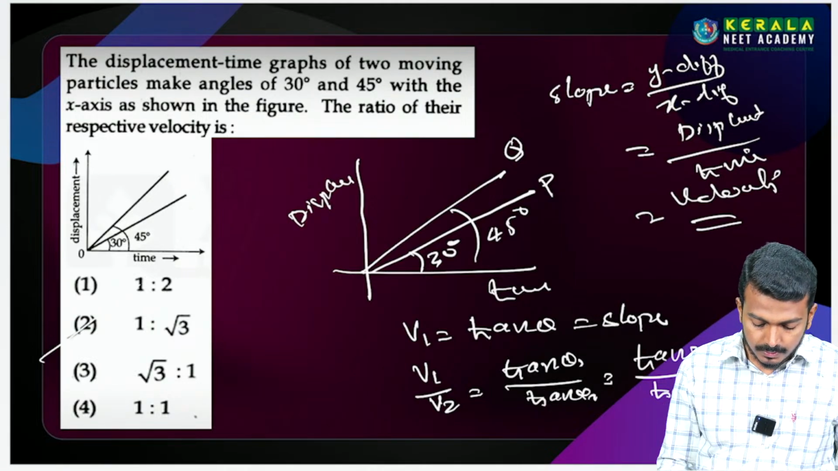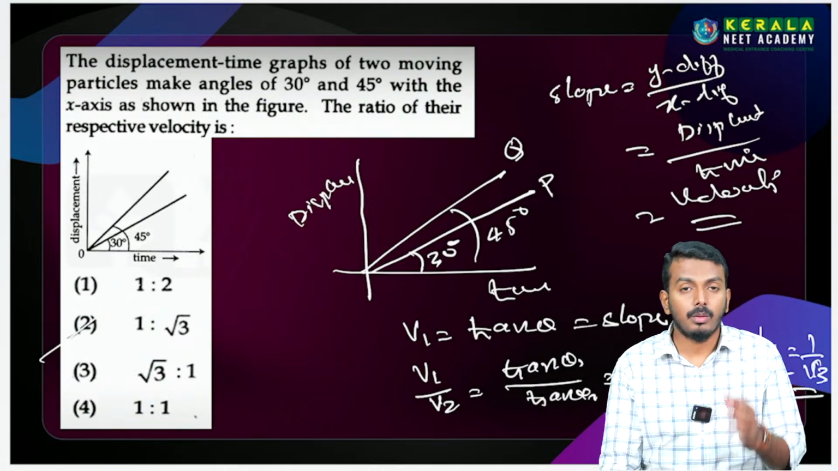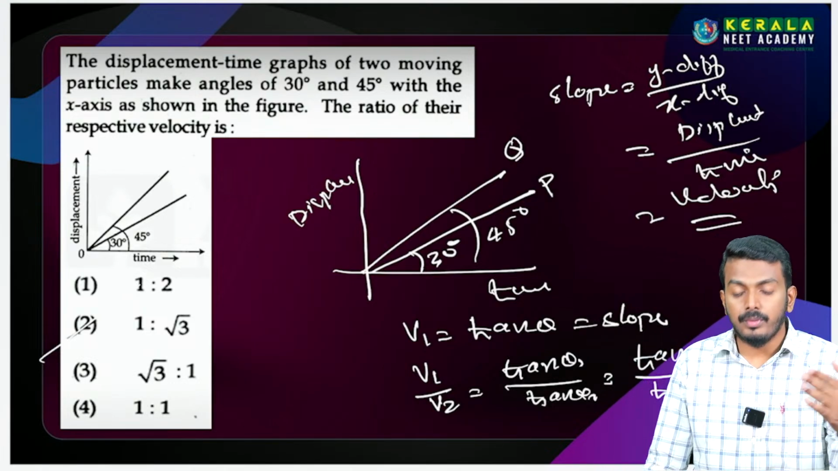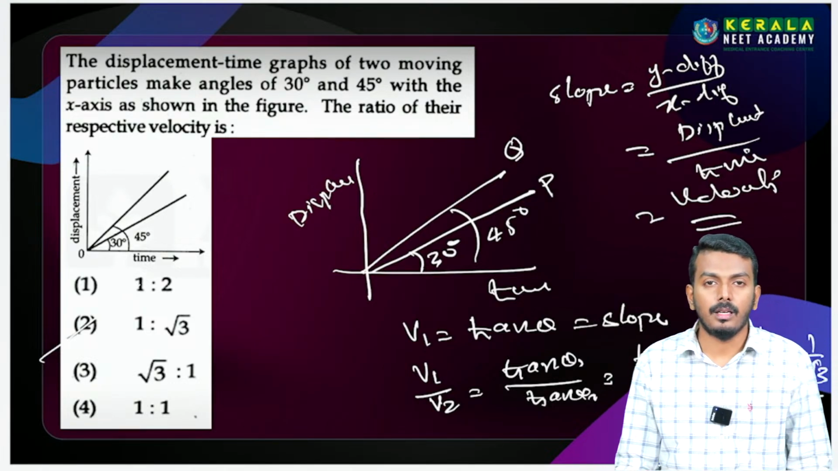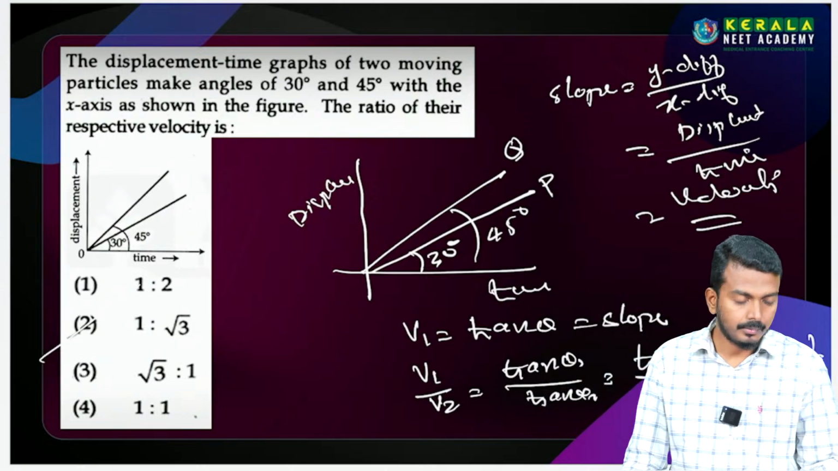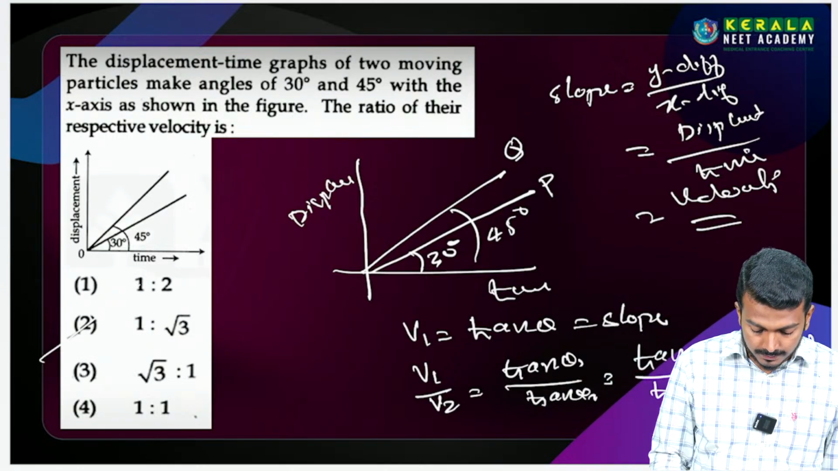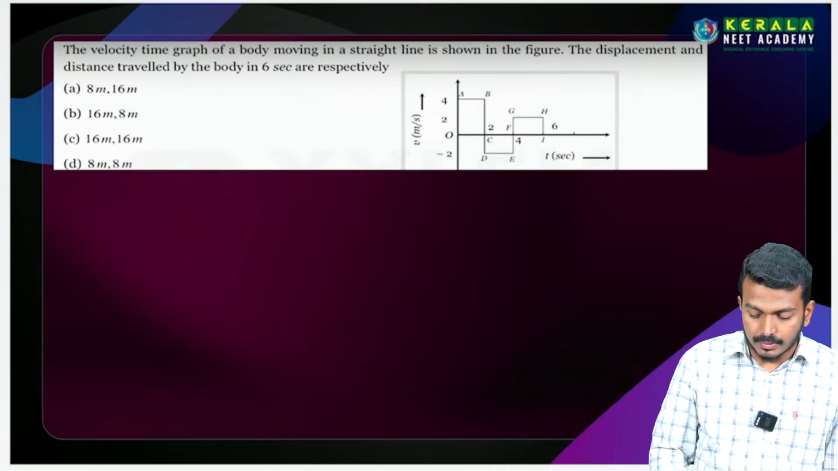Which option? Second option. Okay. Means you have to remember the slope of a displacement time graph is always equal to what? Velocity. That is the concept. Then come to the next question.